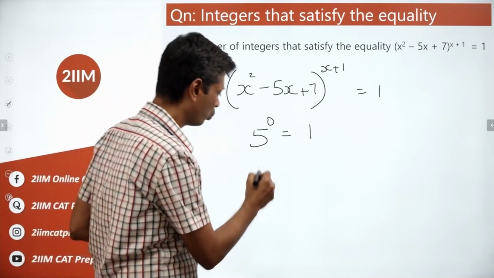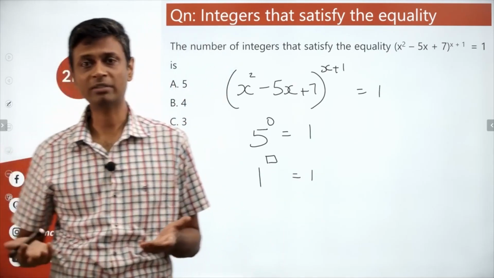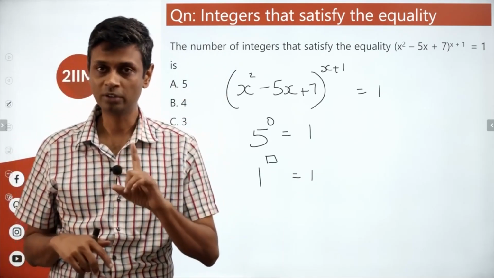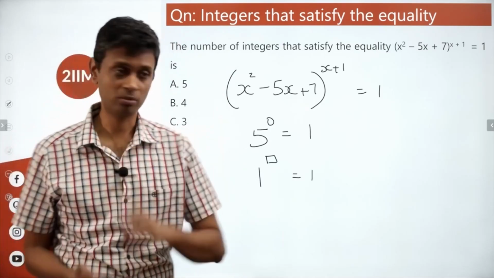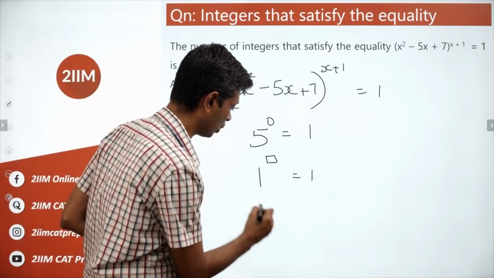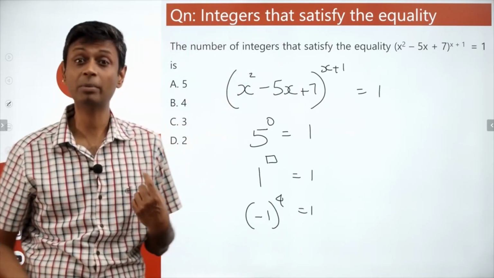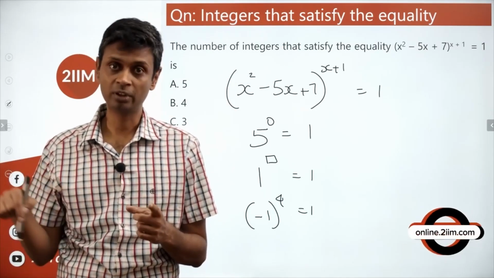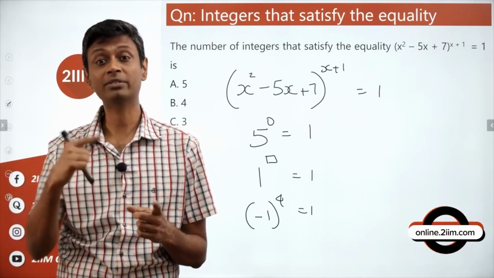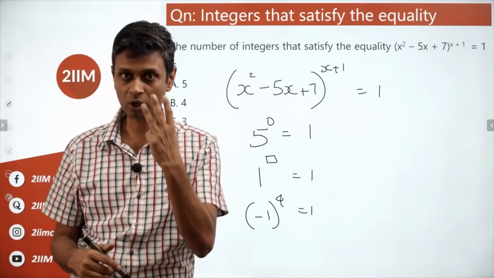Another thing, 1 power anything is 1. 1 power 3, 1 power 5, 1 power 100, all of those are 1. So that's useful. These two, everyone will find. There's one other possibility. You could have minus 1 whole power 4 equal to 1. Minus 1 raised to the power an even number is 1. Minus 1 power 3 is minus 1. But minus 1 square, minus 1 power 6, minus 1 power 8, all of those are 1. So there are three possibilities we need to account for.